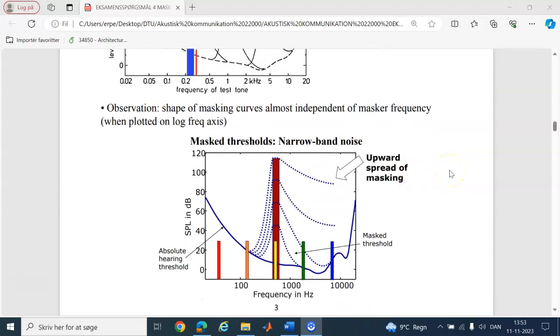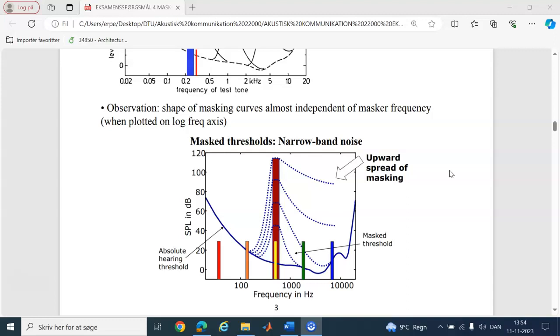So masking thresholds for narrowband maskers: if the masker is, for instance, a 1000 Hz masking tone and its level is increasing, there will be a so-called upward spread of masking. That means that if the masking level is increasing, then the signal threshold is also increased, especially at high frequencies. Of course, if the signal frequency is the same as the masker frequency, the masking is maximum.